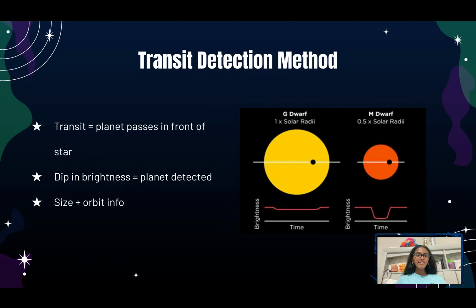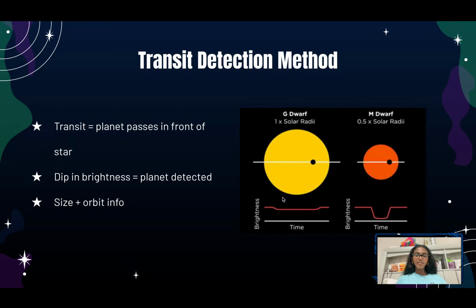So the TESS mission uses the transit detection method within their scope to identify exoplanets. The transit detection method works by watching for when a planet passes in front of a star. As you can see right here, you're going to observe the star's light, and when there's a dip in the light for that star, you likely have a planet that's detected. By measuring how deep and how regular the dips are, astronomers can figure out whether that planet has a stable orbit and the specific size and type that that planet is.